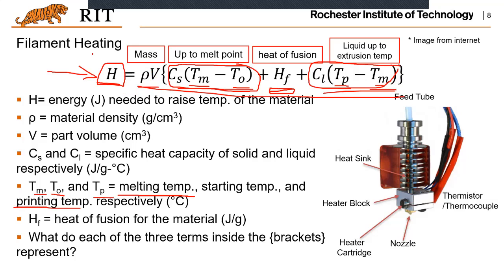So I know it looks very complex, but if you understand each of the terms, it becomes much simpler, right? But you need to understand the whole process for this printing, right? From the starting room temperature to the melting temperature, and from the melting temperature to the printing temperature. Also, there's a heat of fusion, and those are the three terms for this process.